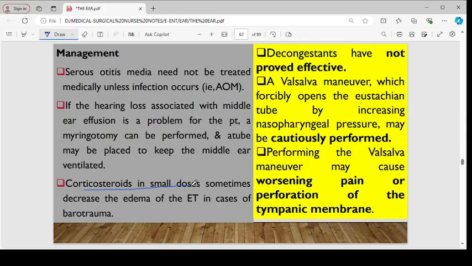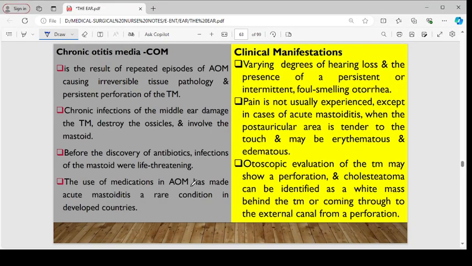A Valsalva maneuver, which forcefully opens the eustachian tube by increasing nasopharyngeal pressure, should be performed with caution, because performing such a procedure might worsen pain or cause perforation of the tympanic membrane.